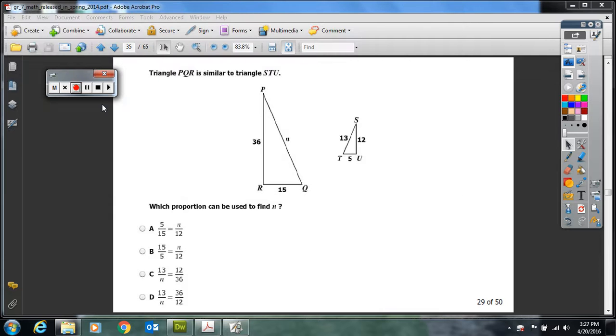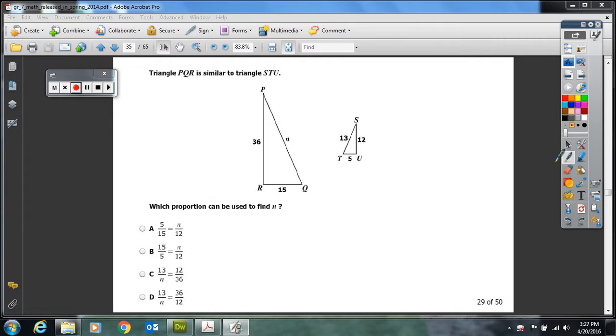Hello, everybody. We are on question number 29 from the 2014 Math 7 SOL test, and we have triangle PQR, and we are told that it is similar to triangle STU. We are asked to find which proportion can be used to find the missing side n.